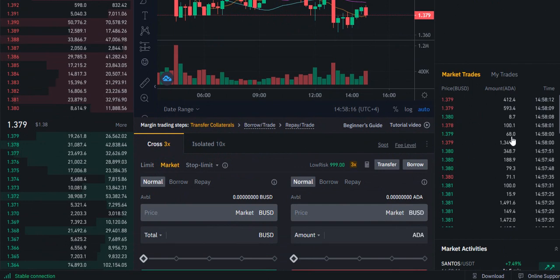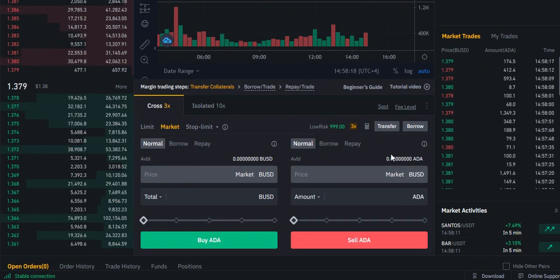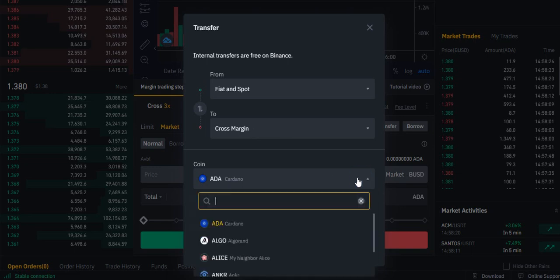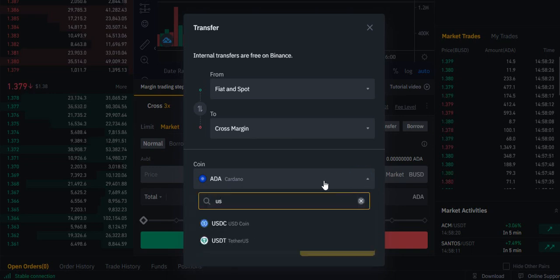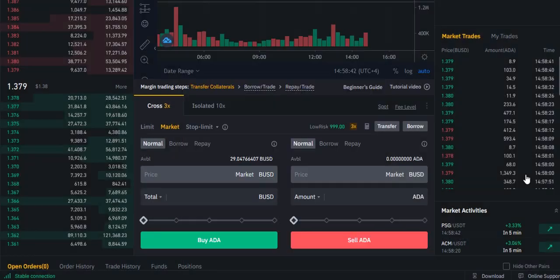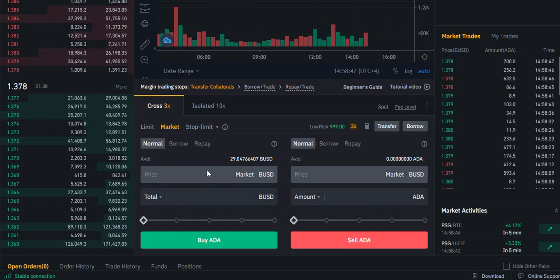I have 0 BUSD available right now, so I have to transfer the money first, then I will do this. So from the spot wallet to cross margin, right? I don't want to transfer ADA, I want to transfer BUSD. It's almost 29, so I transfer all 29 to cross margin. Here it's transferred successfully, 29 BUSD in my margin wallet.